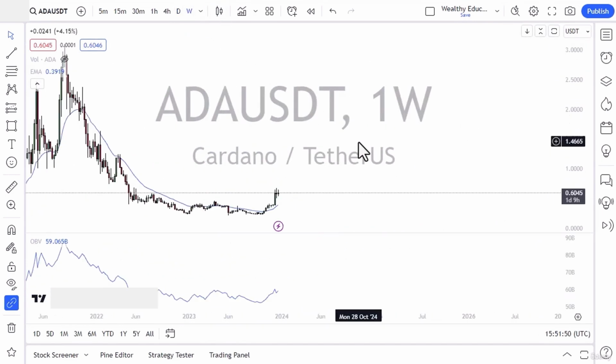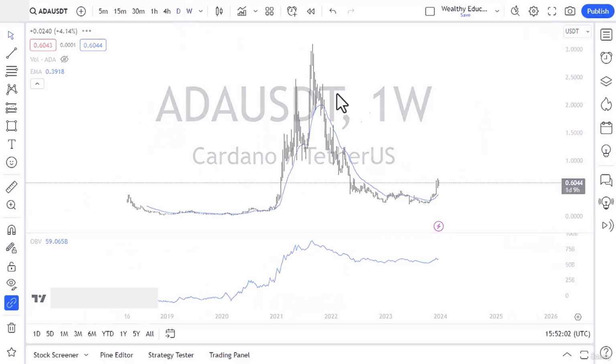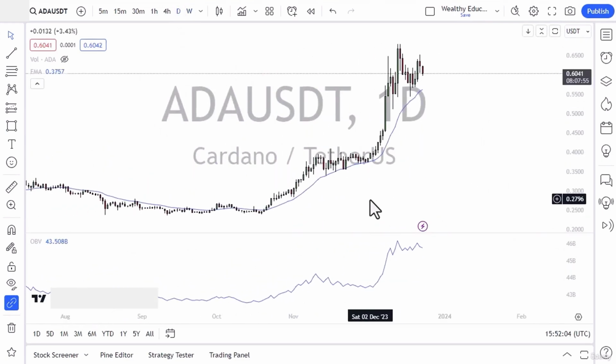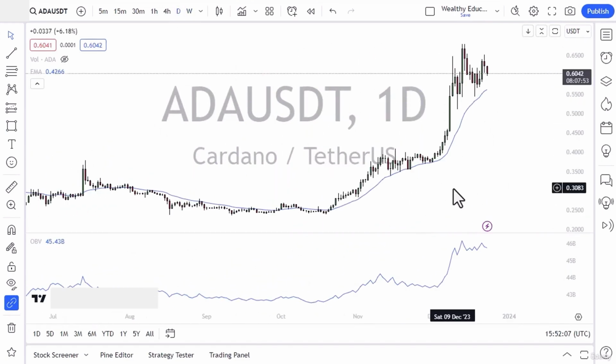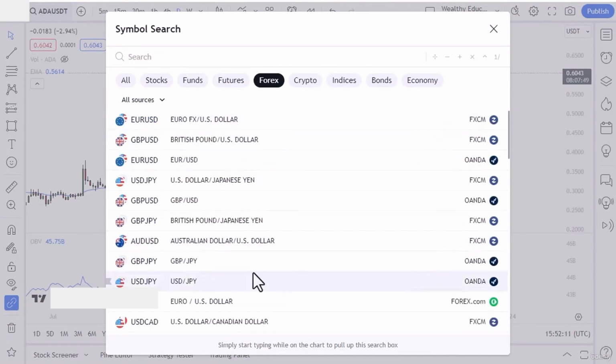Now, let's go ahead and go to the weekly. You can see Cardano just did nothing forever, it seems like, and now we're starting to pick up a little bit of volume. So again, it does have potential to confirm a trend. Let's go ahead and go back to the forex world.